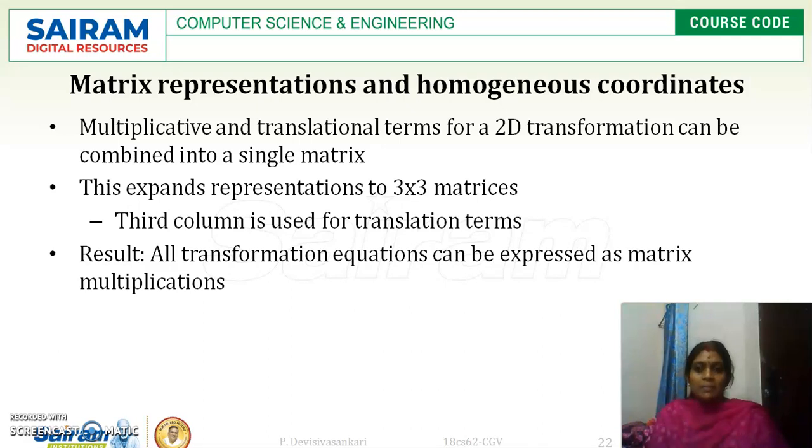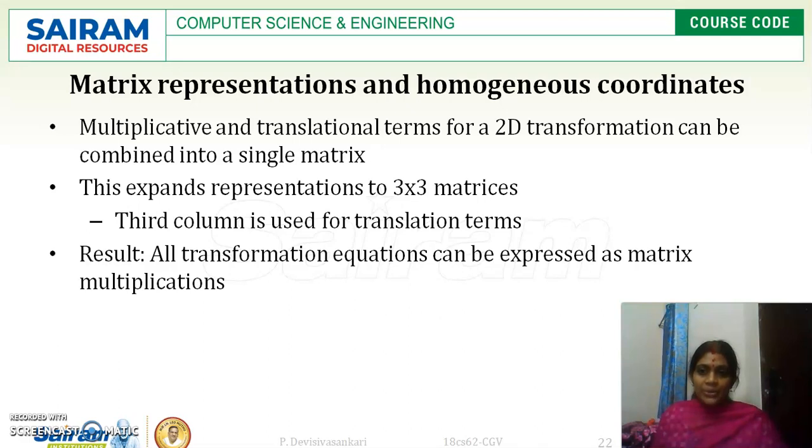So here the multiplicative and translation terms of two-dimensional transformations can be combined in a single matrix. If you see the rotation as well as the scaling, we are doing P dash is equal to P into R, and P dash of scaling is equal to P into the scaling factors Sx and Sy. But whereas in translation, what we are doing is addition, right? P dash equal to P plus T, correct? So here we are changing that addition into the multiplicative terms.